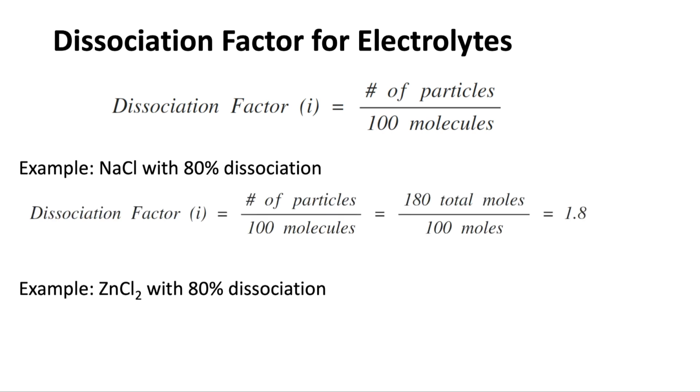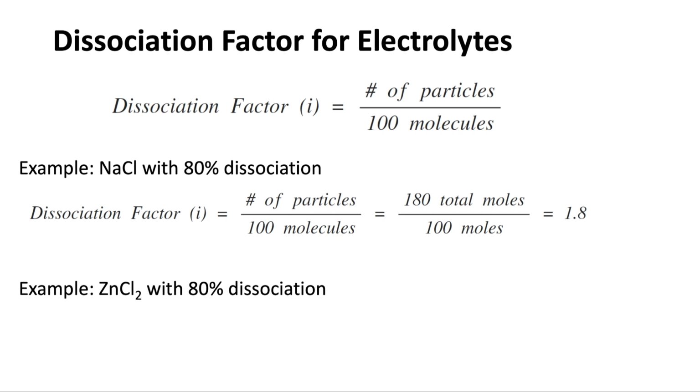Keep in mind, as we show on this slide, the dissociation factor i is calculated by the number of particles divided by 100 molecules. It's not the same thing. Number of particles divided by 100 molecules. So if you remember back to our sodium chloride with 80% dissociation example, the number of particles came from 20 particles of undissociated sodium chloride, 80 particles of sodium plus 80 particles of chloride. So 20 plus 80 plus 80 gave us 180 total particles. If we take 180 divided by 100, that gives us an i value of 1.8. So that's where that comes from.